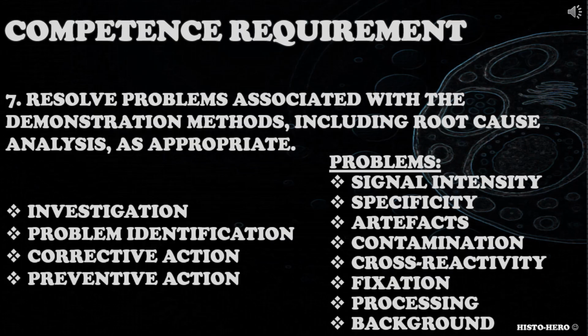Consider investigation, problem identification, corrective actions to fix the issue, preventive actions to minimize problems from reoccurring. Consider possible problems like poor signal intensity, poor specificity or sensitivity of staining, artifacts like uneven staining, reagent contamination, effects of fixation, processing and antigen retrieval on quality of ISH staining, nonspecific staining, background, absent signal, or possible cross-reactivity.